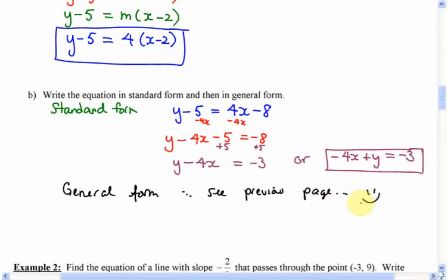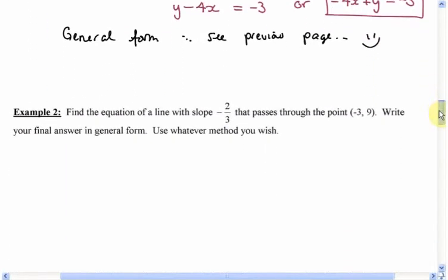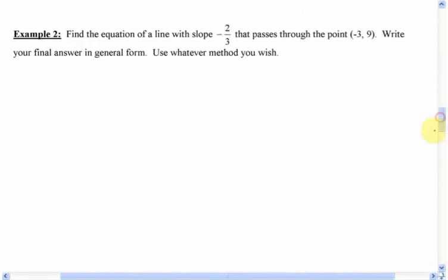Okay? So, let's try example number 2 now. It says, find the equation of a line with slope negative 2/3 that passes through the point -3, 9. Then write your answer in general form. And I'm going to ask you to use whichever method you want. You choose. You decide. Use what you like. Go for it.